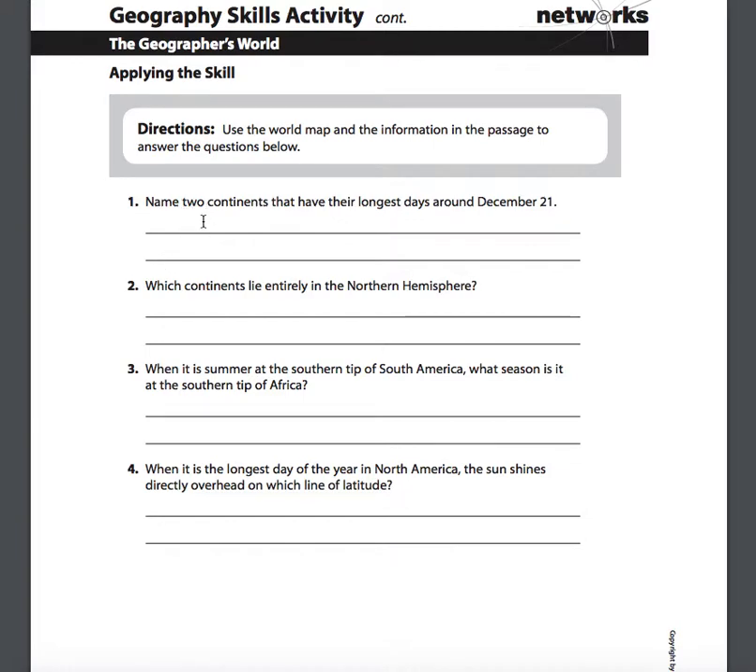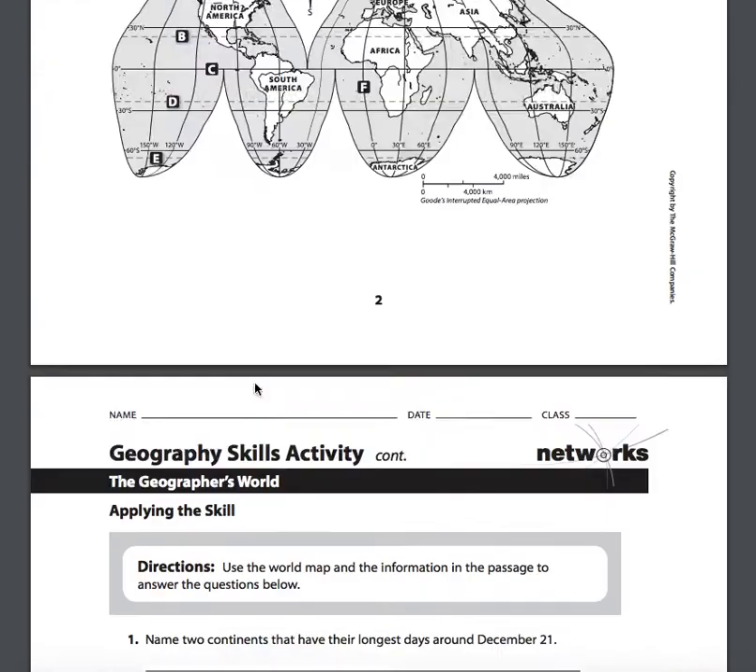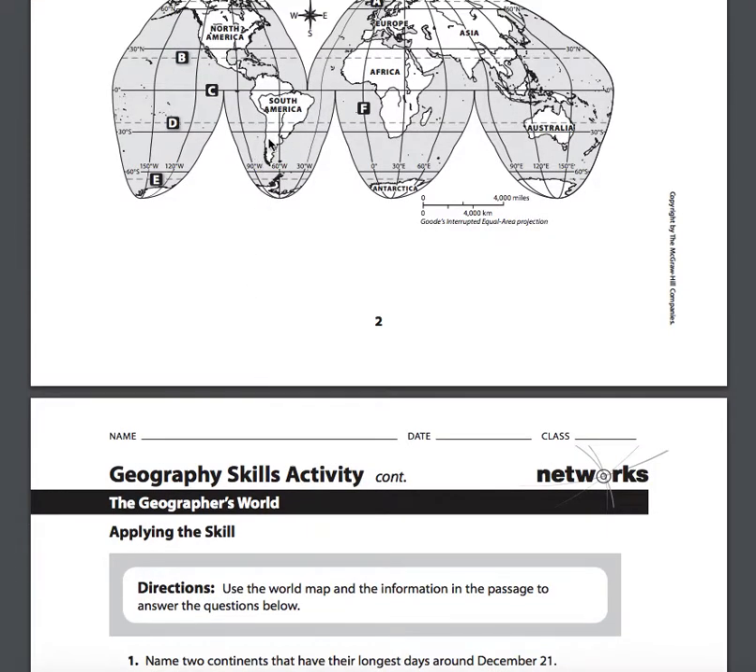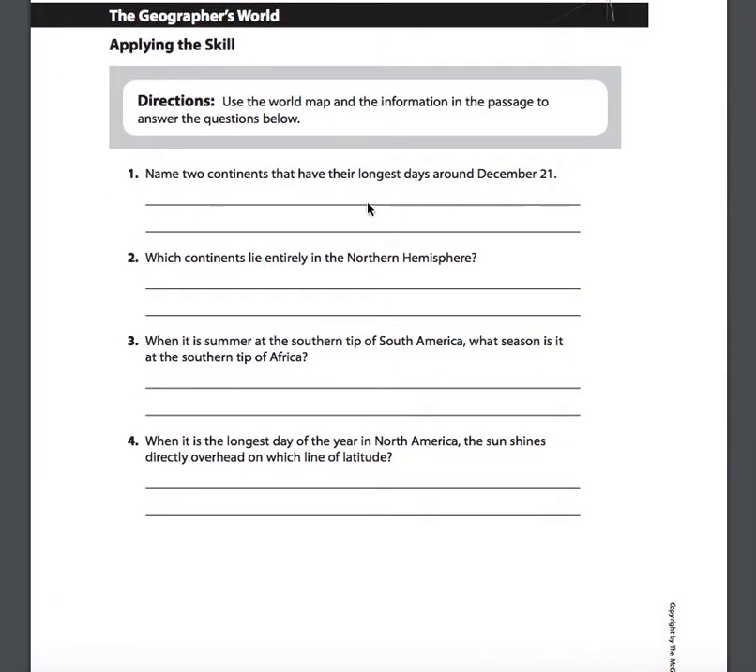In the first one, it says name 2. In number 2, it says which continents. It's referring to a plural. You're probably going to need 3 answers for that. Number 3, when it is summer at the southern tip of South America, what season is it at the southern tip of Africa? If you look at both of those, southern tip of South America and southern tip of Africa, they're both in the southern hemisphere, so they're going to have the exact same season going on. You're just going to have to define when that is based on what it tells you in the question. Use the context of the question.